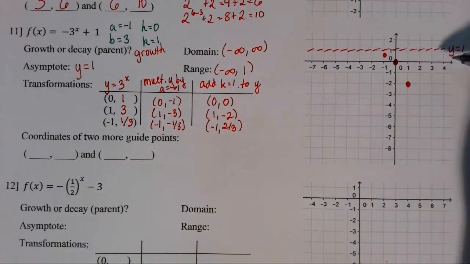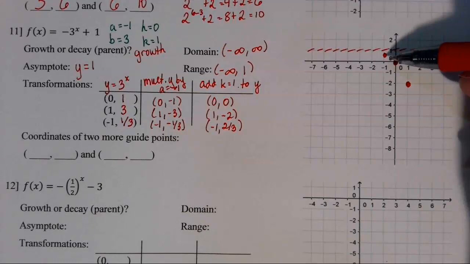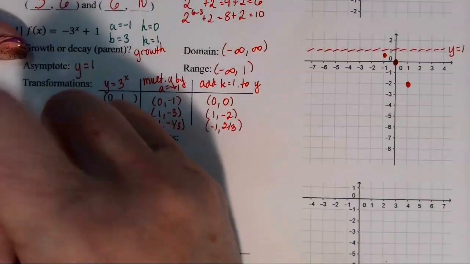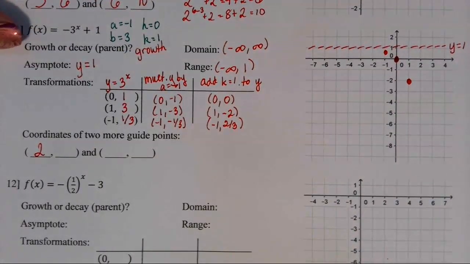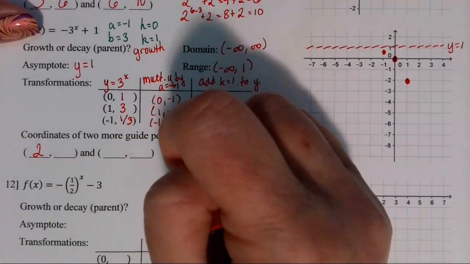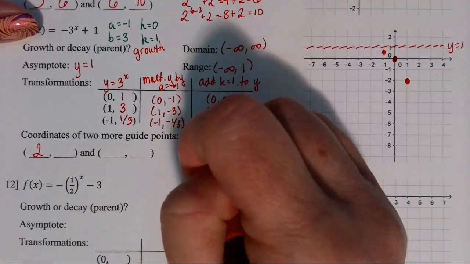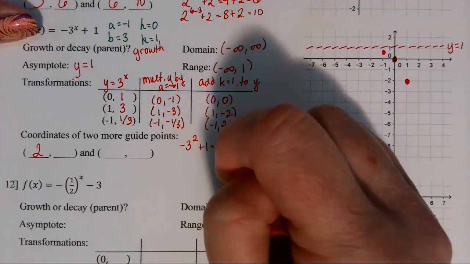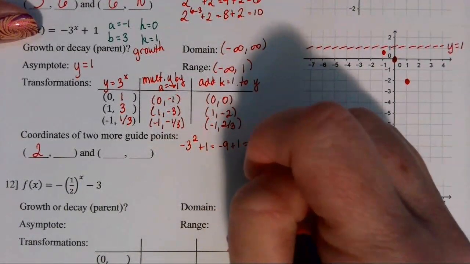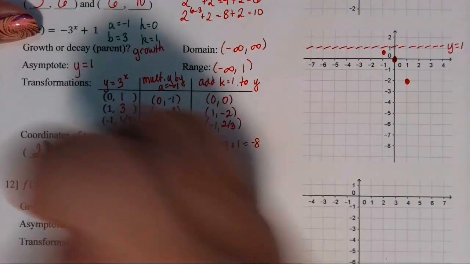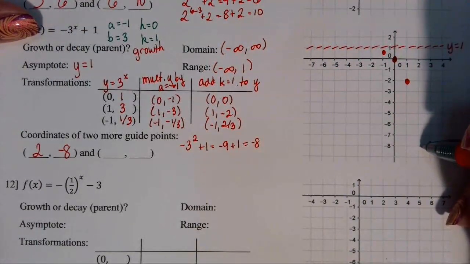So as I head to the right here, we know 0, 1, so let's find the point when x is equal to 2. So we have -3 raised to the x power plus 1 would be -9 plus 1, which is -8. So 2 comma -8 would be on this graph.